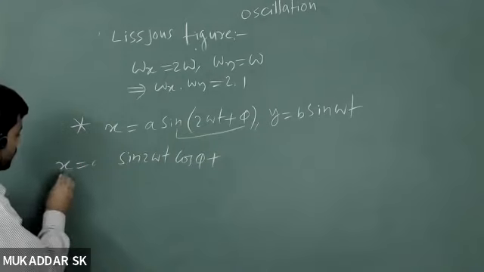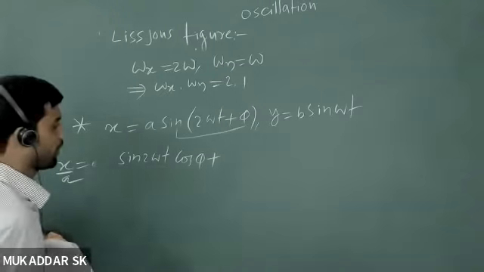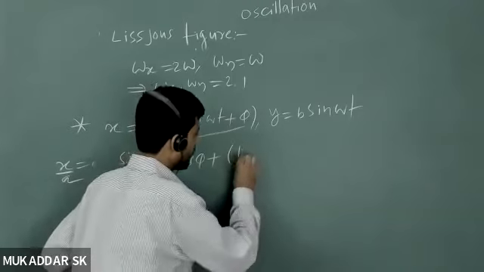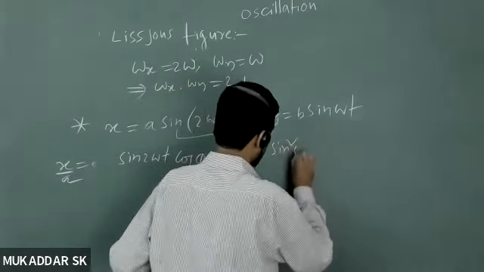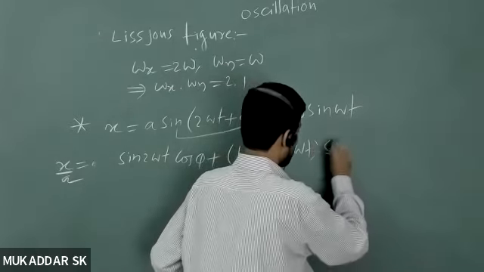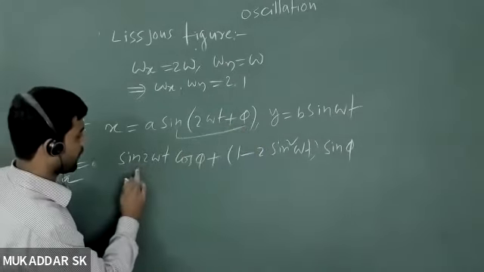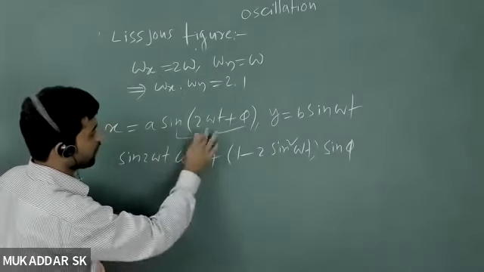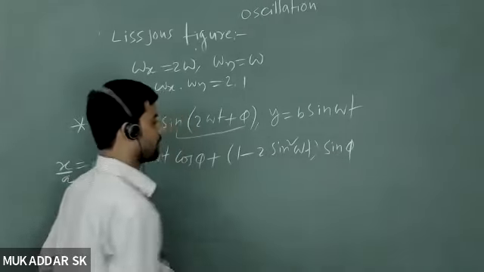Initially, bring a to this side, so x by a equals sin twice omega t cos phi, then cos twice omega t. What can we write cos twice omega t as? 1 minus 2 sin square omega t, right? Cos 2 omega t, then you will have sin phi. Nothing I have done, just used the sin(a plus b) formula: sin a cos b plus cos a sin b. Cos twice omega t, that I can write 1 minus 2 sin square omega t, and you will have sin phi here.